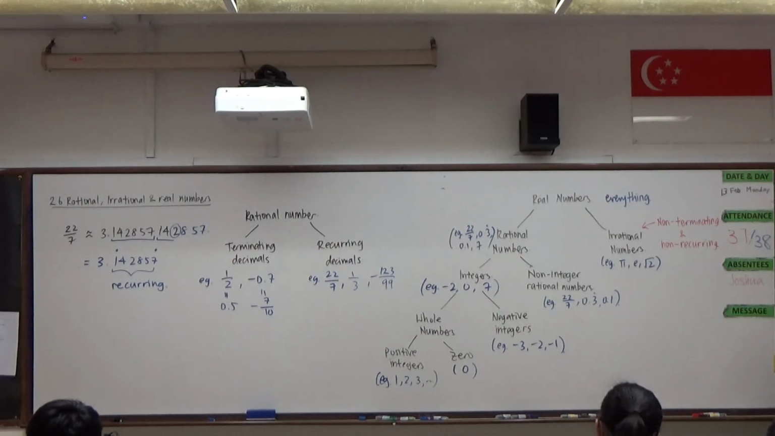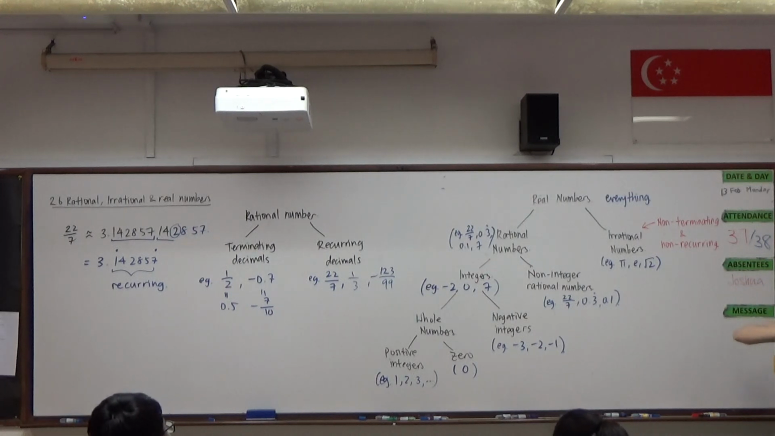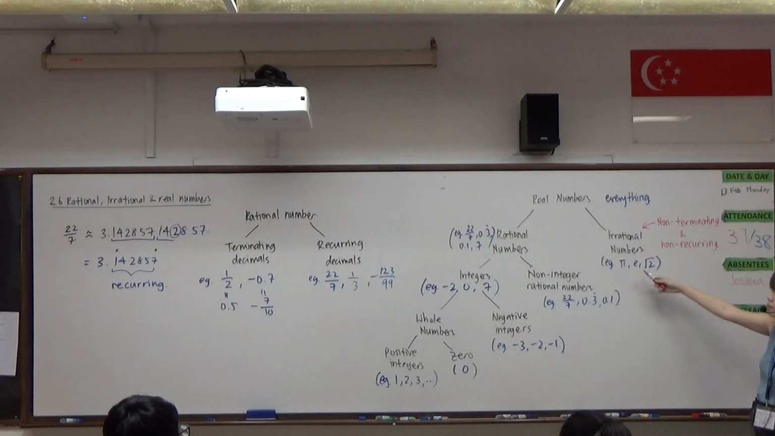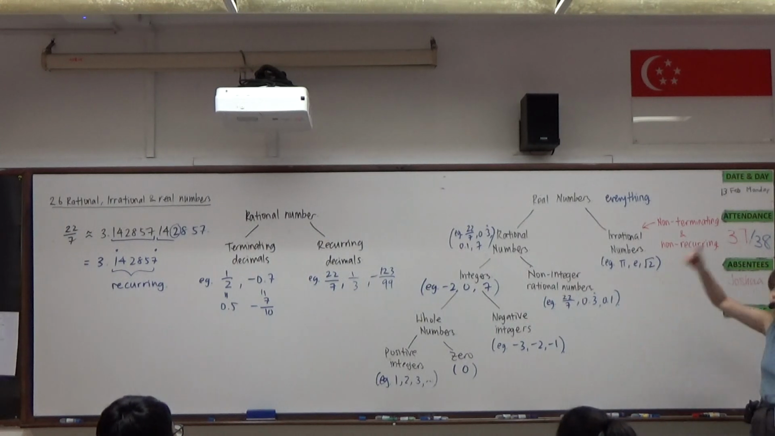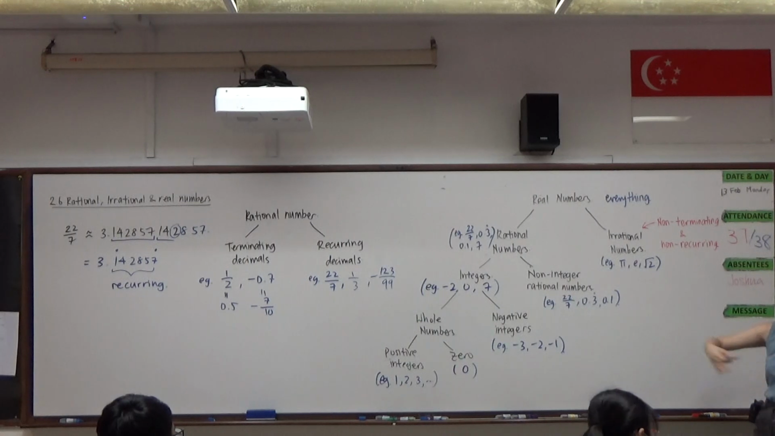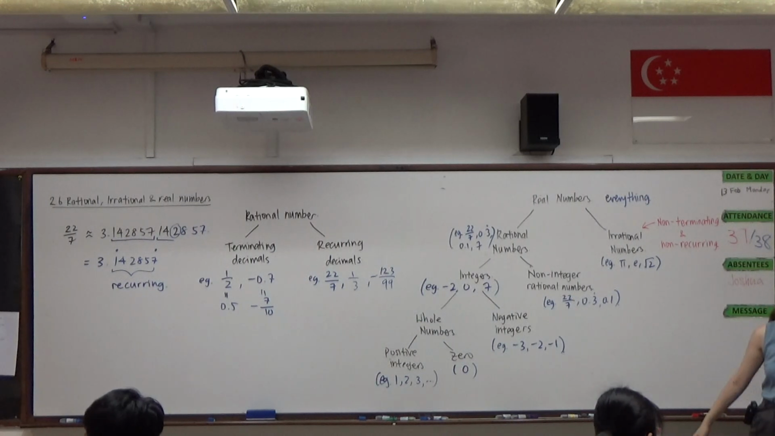Okay, because we know that non-terminating and non-recurring means that the number just keeps on going on and on and on. In fact, if you want to Google about pi, you can have many pages of the number. It just goes on forever. Yeah, see here.